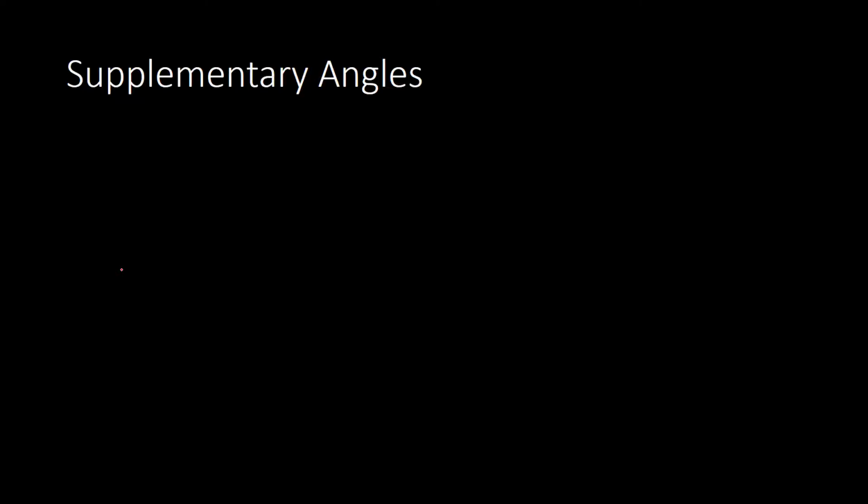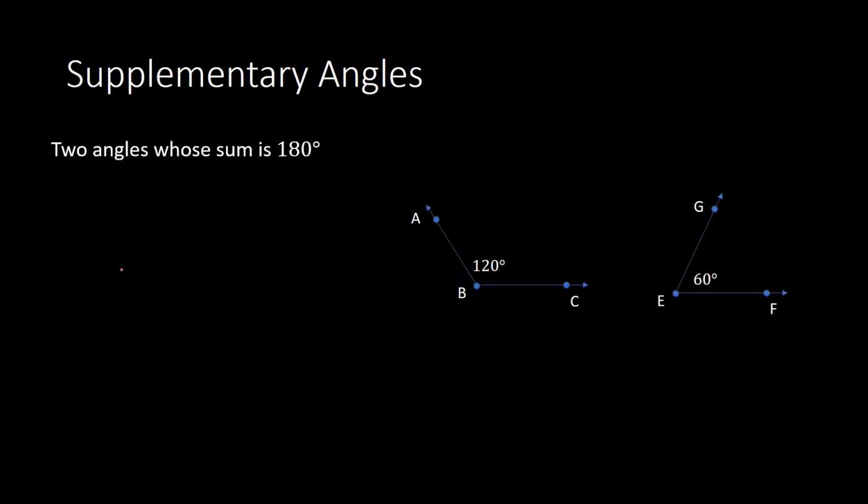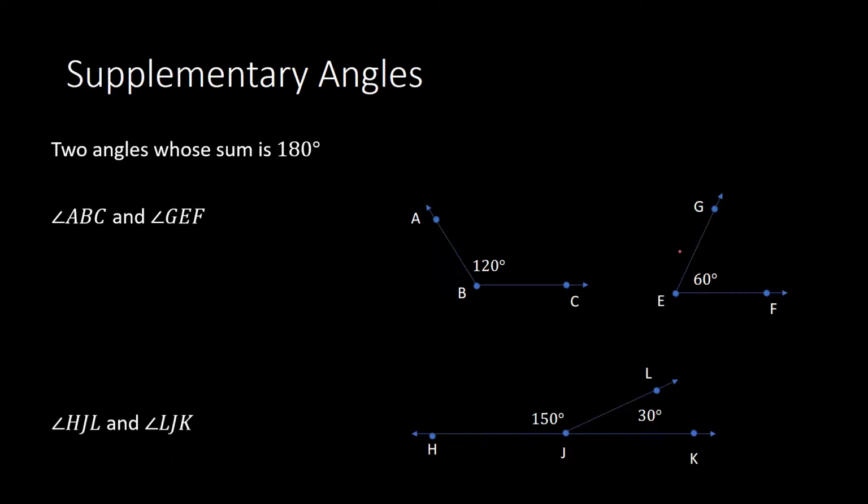Now for supplementary angles, these are angles that add up to be 180 degrees. So for example, here we have two angles, angle ABC and GEF, that add up to be 180. So therefore, those two angles would be supplementary. Another example would be right here, where we see that HJL, the 150 degree angle, and LJK, the 30 degree angle, would add up to 180. So therefore, those two would be supplementary.